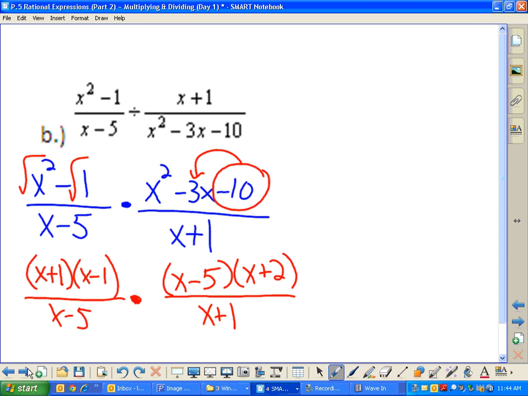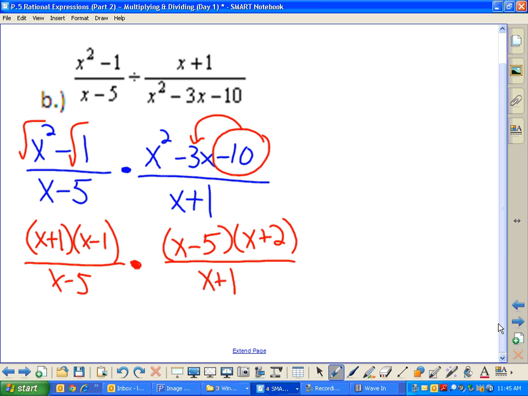Next, I reduce out factors of 1. You can cancel top to bottom, and you can cancel diagonally. So I'll take some time right now to go ahead and do that. Does anybody have any questions on how I factored any of that first?